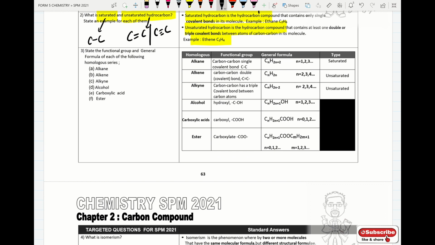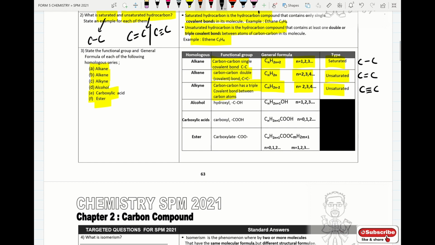Okay, for the homologous series we have a total of six homologous series that students must remember. Alkane, the general formula is given. Please write down the n starting from 1. Alkene is CnH2n, alkyne is CnH2n minus 2, n starting from 2, 3, 4 onward. These two are unsaturated and alkane is saturated. Alkane is made up of single covalent bonds, alkene has one double covalent bond present in its molecule, and alkyne has one triple covalent bond.